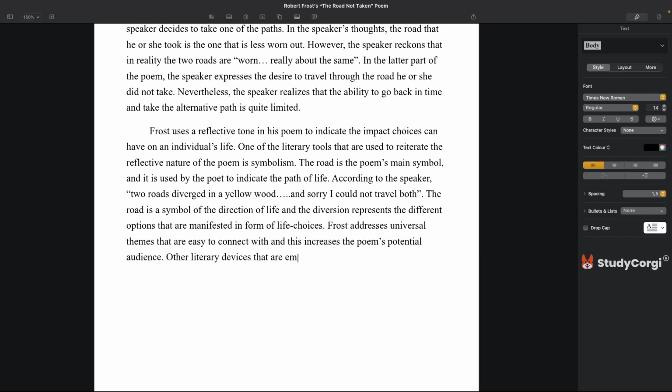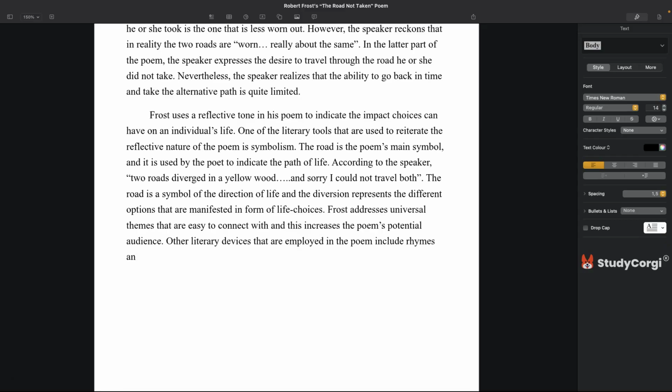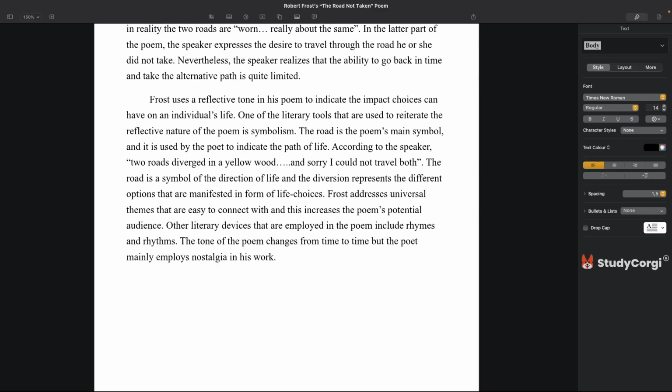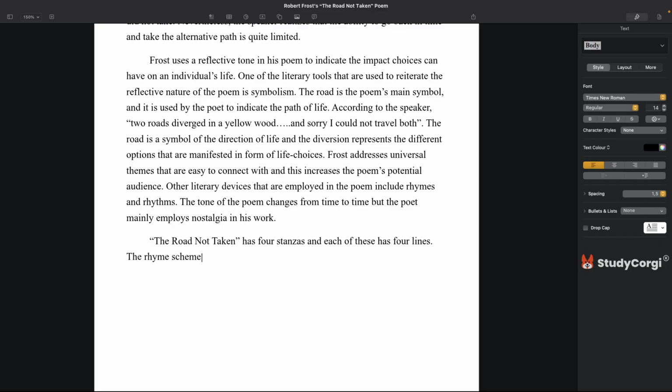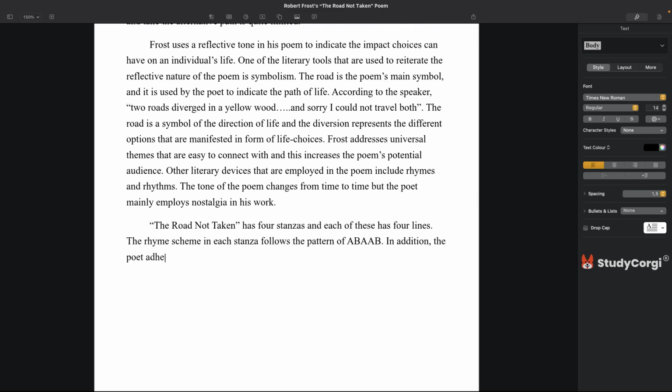Other literary devices that are employed in the poem include rhymes and rhythms. The tone of the poem changes from time to time, but the poet mainly employs nostalgia in his work. The Road Not Taken has 4 stanzas, and each of these has 4 lines. The rhyme scheme in each stanza follows the pattern of ABAB. In addition, the poet adheres to a strict pattern of 9 syllables per line.